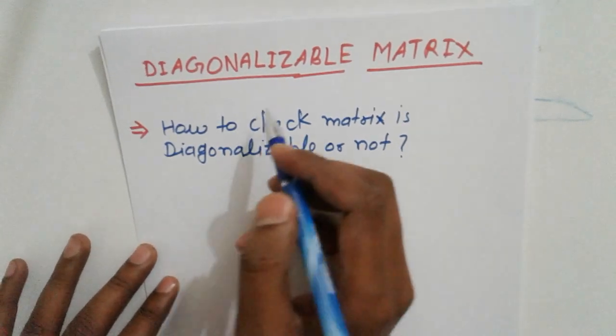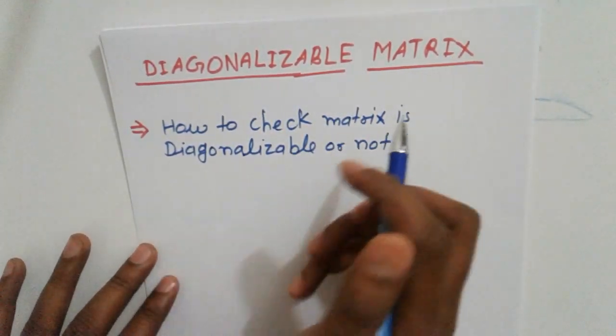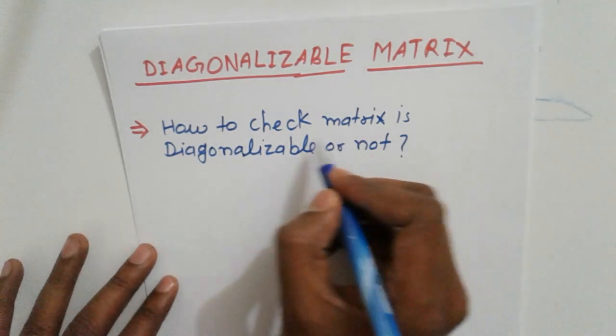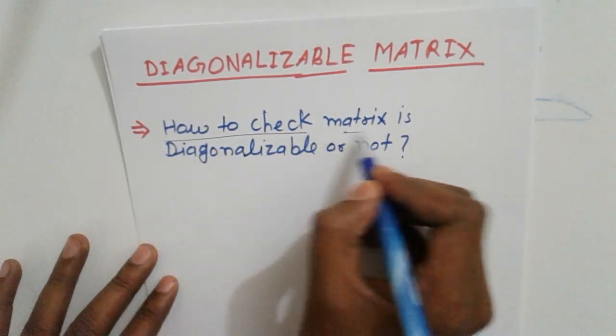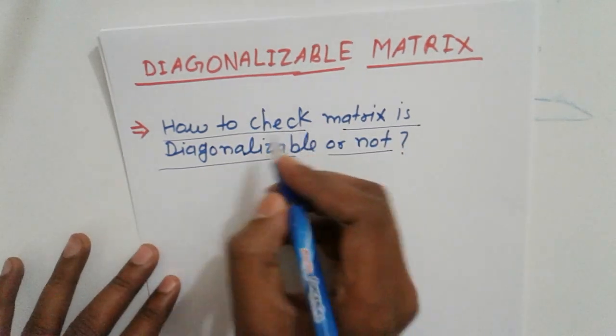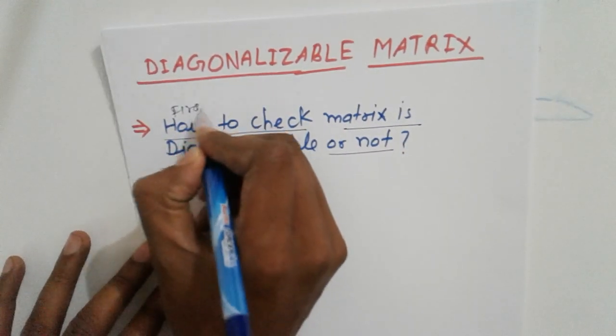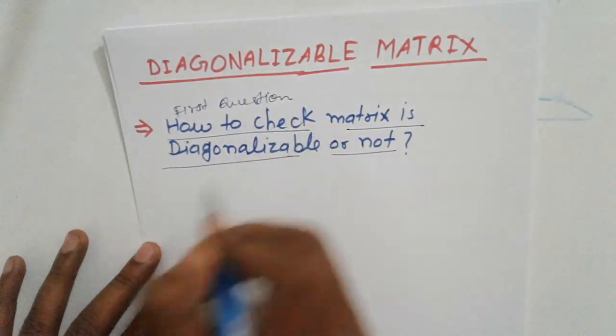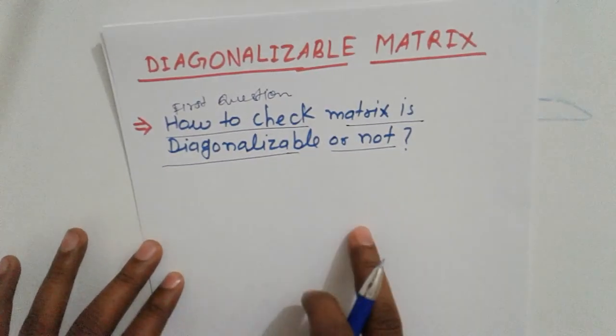So now let's go to the diagonalization of a matrix. So first a question comes to your mind: how to check whether the matrix is diagonalizable or not. First question, is the matrix diagonalizable or not.